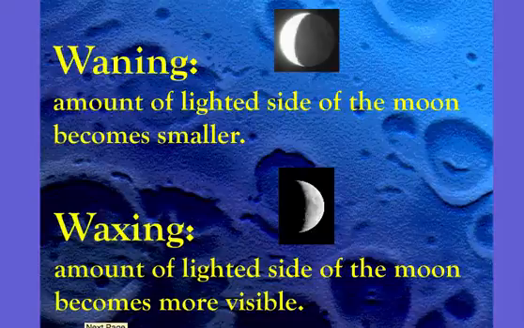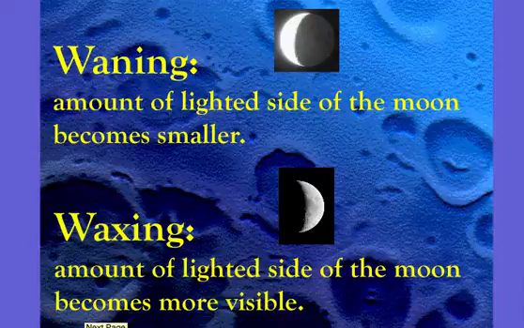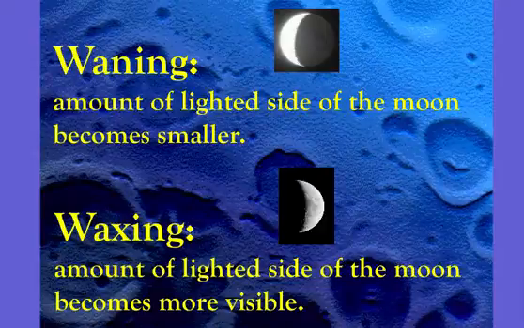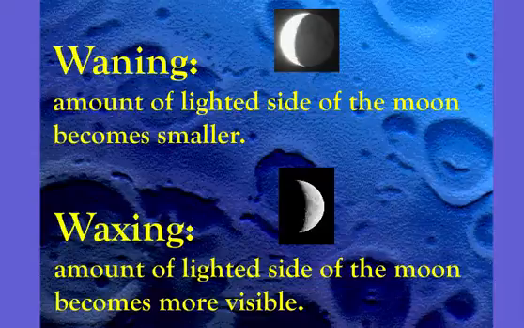Then the next 2 terms that we talked about were waning and waxing. These are pretty important. On waning, it means the amount of the lit side of the moon is becoming smaller. Also, when we look at our moons, the light is on the left-hand side. And then with waxing, the amount of the lit side of the moon is becoming more visible. It's getting larger, and the light is on the right-hand side.